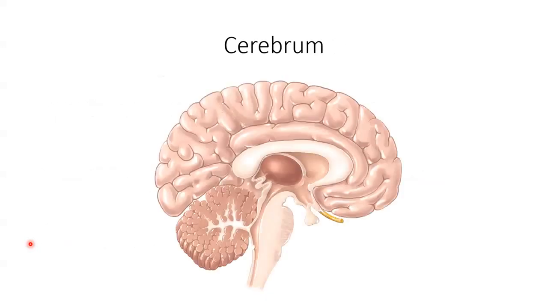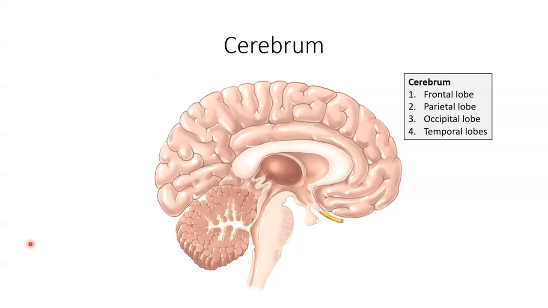So our final major region or part of the brain is the cerebrum. And the cerebrum is this folded structure up here.